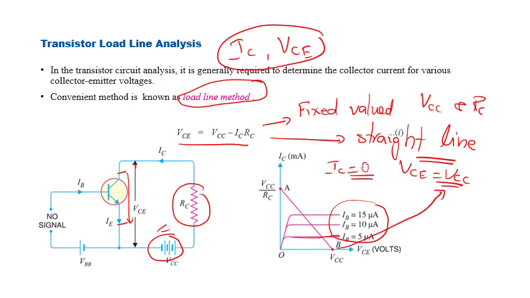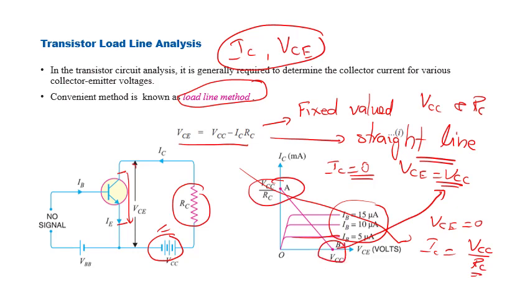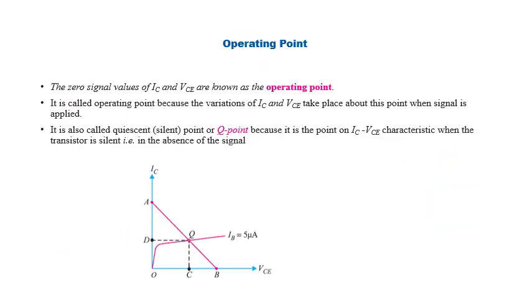To get the other endpoint of the load line, we take the condition that VCE is equal to 0. In that case, from this equation, we get IC equal to VCC by RC. So this VCC by RC will form the point A, and this straight line will give you the load line. And why is this load line important?